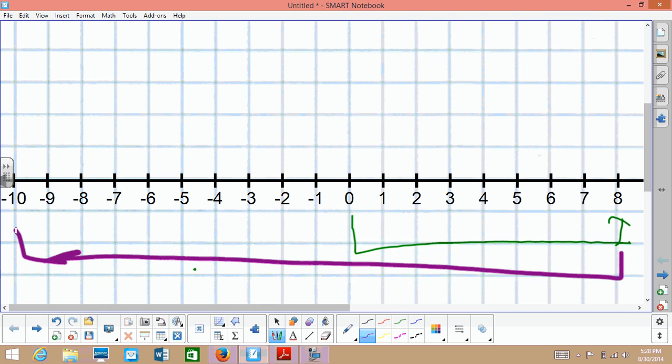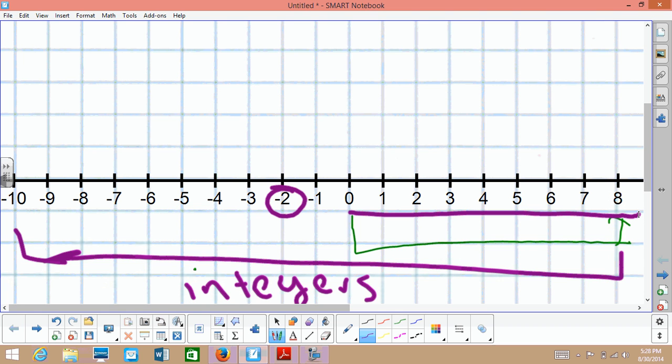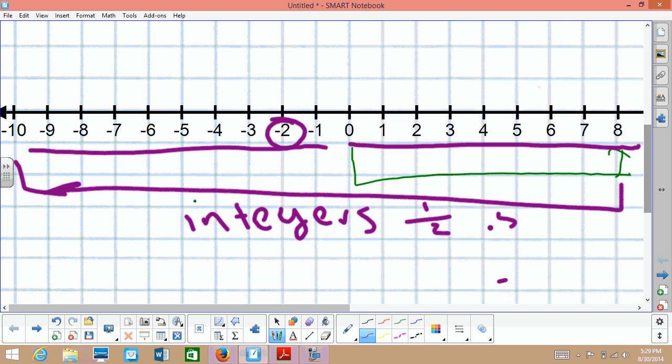The whole thing from here to, let's say, -10, that is also a set of numbers. So we will call this, the purple part, a set of integers. And we call them integers because they're whole numbers. There are no fractions and no decimals. They're whole numbers and they're also negative. So you have all the whole numbers, which are positive, and you have the opposites of those, which are all the negatives. Integers do not include fractions and do not include decimals. You cannot have any of those when you're talking about integers.